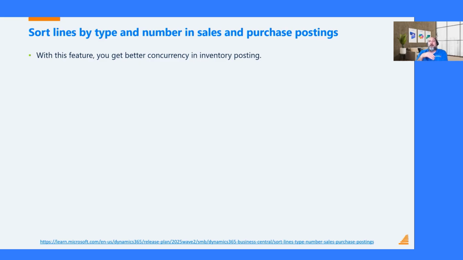So what it does now is it sorts the lines by type. It posts all of the item related entries, then all of the GL entries, then all of the resource entries, then all of the item charges, so that you get better concurrency and better inventory posting. And this might have an effect on your code if you have written any code or changes to the way in which sales lines or purchase lines post, or you made changes to the posting routines.